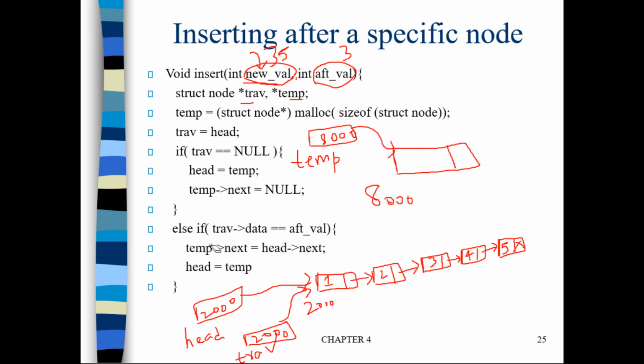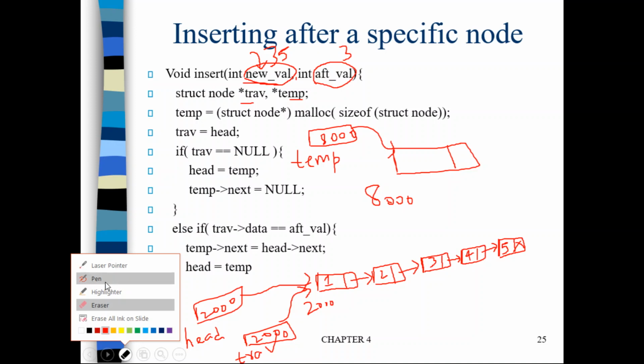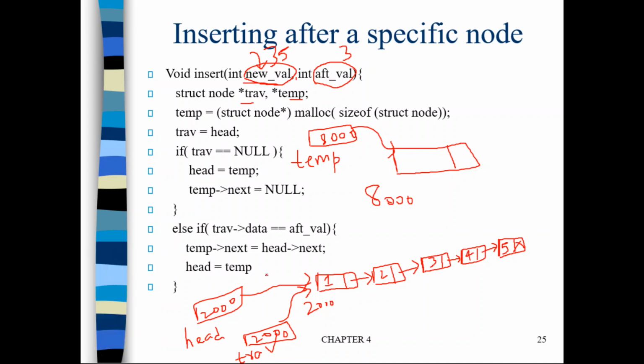And this else if is the case if there is one node in the linked list. Sorry, not one node. If you want to insert immediately after the first node: if traverse arrow data is equal to after val. What is traverse? First node. Currently traverse is pointing to the first node where head is pointing.